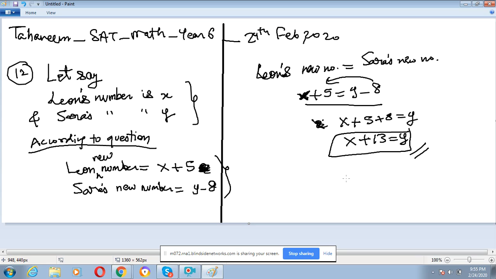So the question says, what number could they have started with? We don't know the exact number because we need one more equation, but at least we can guess. Leon's number may be 1, then Sarah's number will be 14. This was one option. If Leon was 2, it would have been 15. So there are so many possibilities out there.